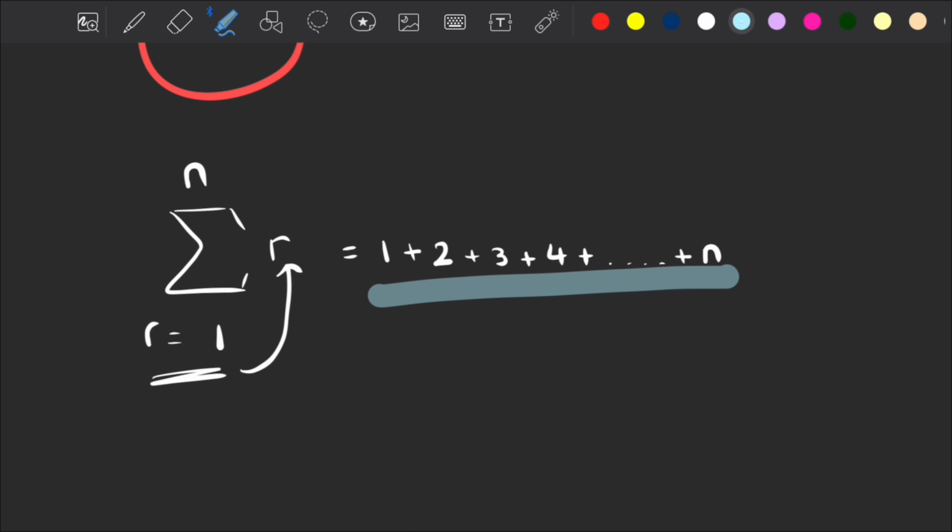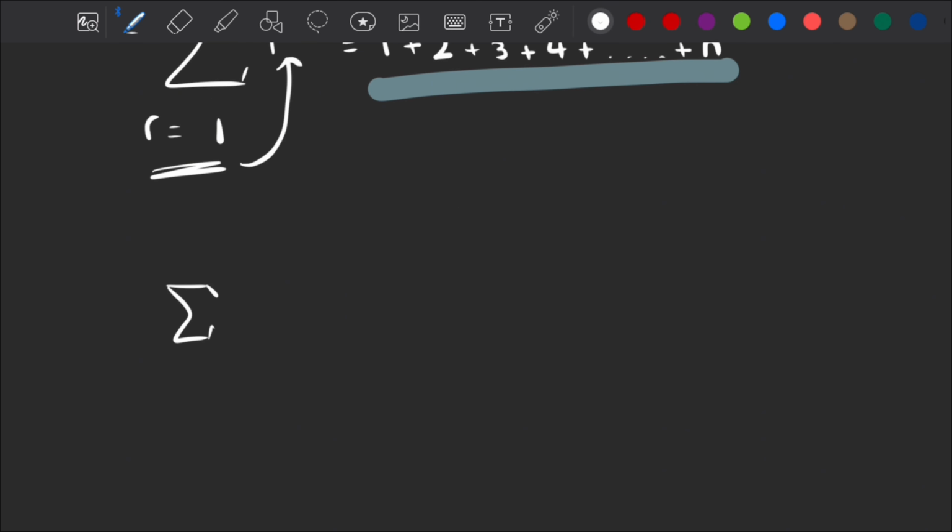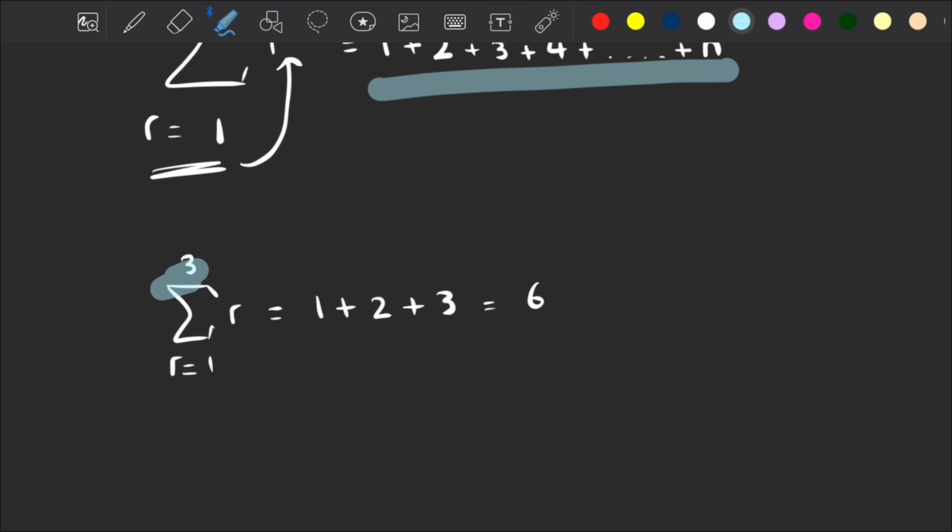So let's look at some examples. Let's say we have the sum from r equals 1 to 3 of r. This would be the sum of 1 plus 2 plus 3, because we stop at r equal to 3. So this sum equals 6. So 6 is the value of this sum.